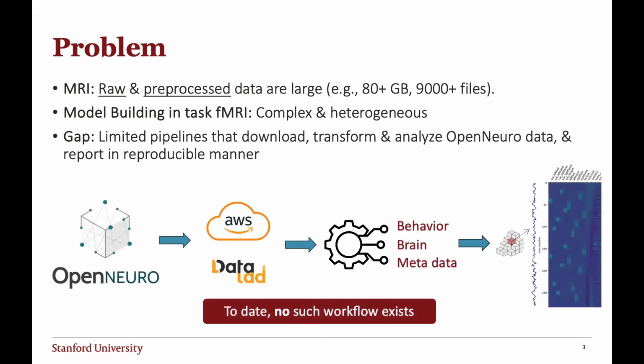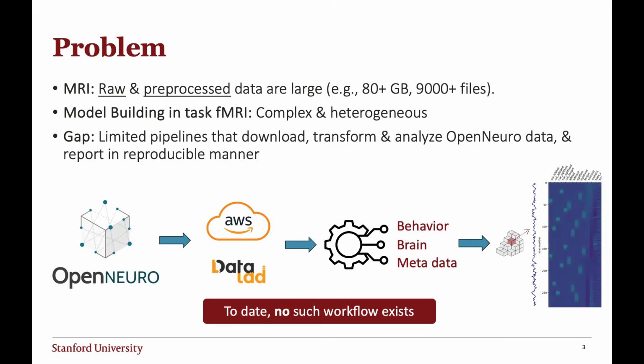And so there's been this gap where, while OpenNeuro tells you to use this link to download the data, or use Datalad or AWS to download it, there are limited pipelines that facilitate the download, transformation, and analysis of OpenNeuro data and allow you to report it and share it in a reproducible manner.